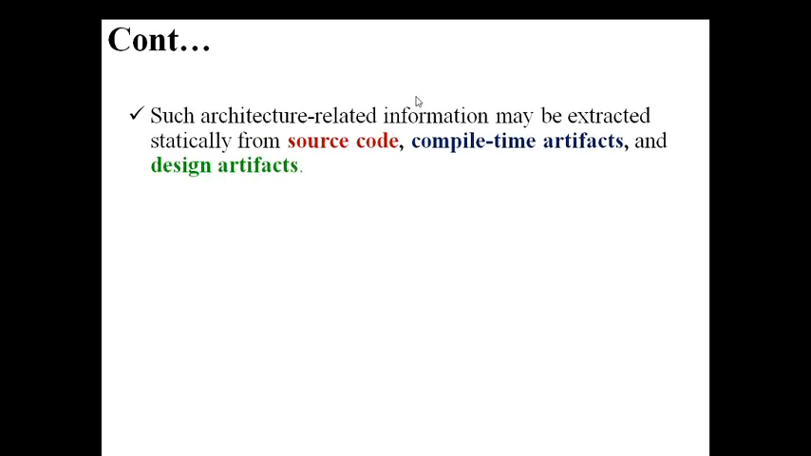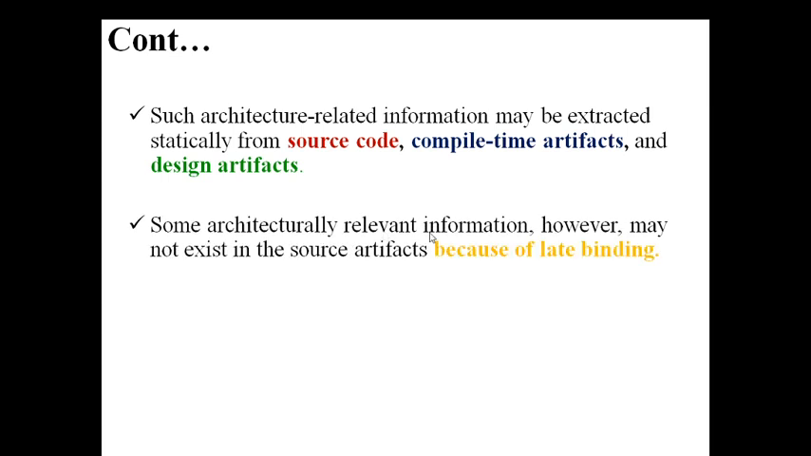So such architecture-related information may be extracted statically from source code. Source code is the only one. If you have source code with you, and you are able to trace that code, everything will come out the same. What input they have taken, what variables they have declared, what main methodology has been used, which database they have taken, what the main functionality is, all of that will come out. Along with the compile-time artifacts, that is efficiency verification, and finally design artifacts.